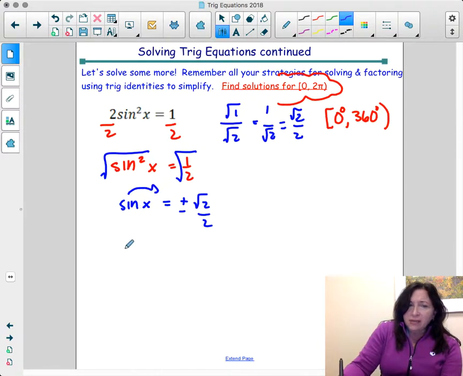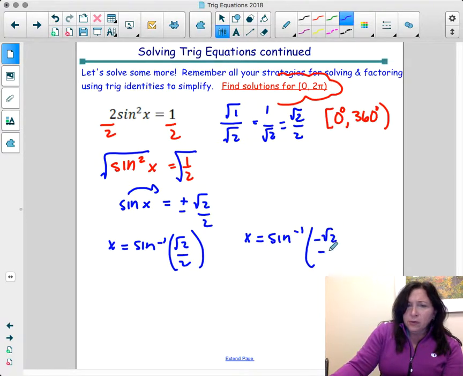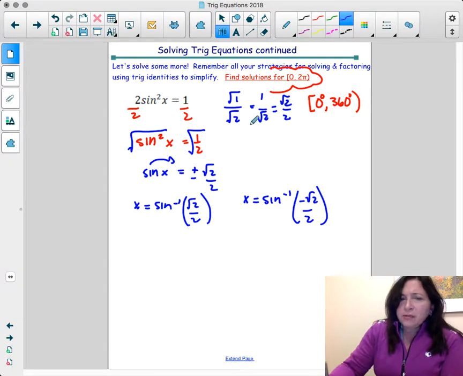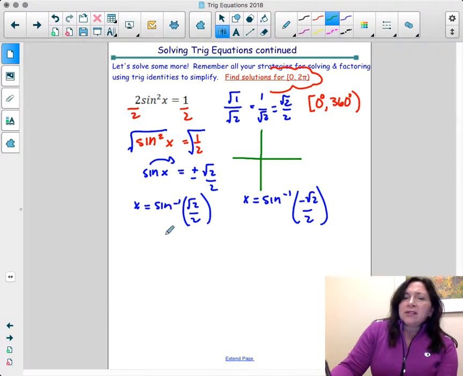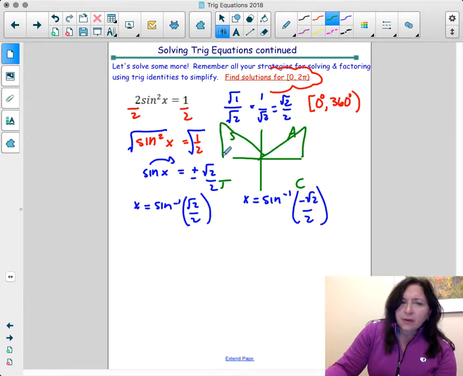So this is what we're going to do. Move sine over to the other side, and I have x equals arc sine of positive root 2 over 2, and also x equals arc sine of negative root 2 over 2. When I'm working these problems, I need to do this twice. For this one, the arc sine is asking me what angle, where am I when sine is positive root 2 over 2? So we've got All Students Take Calculus. I'm positive in this quadrant and in this quadrant, not in those.